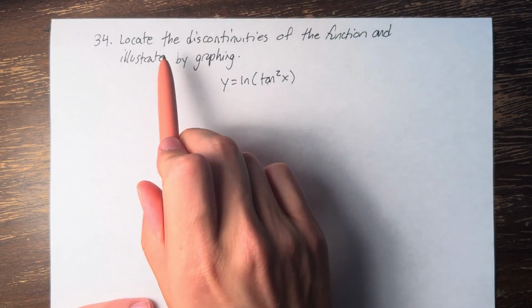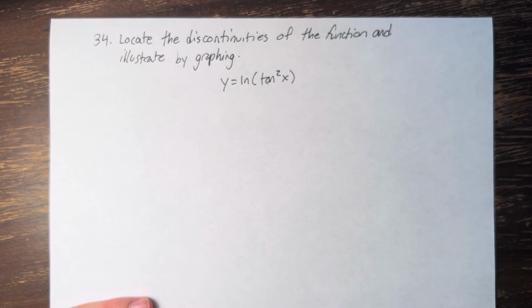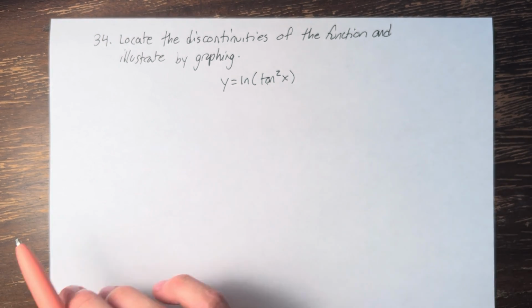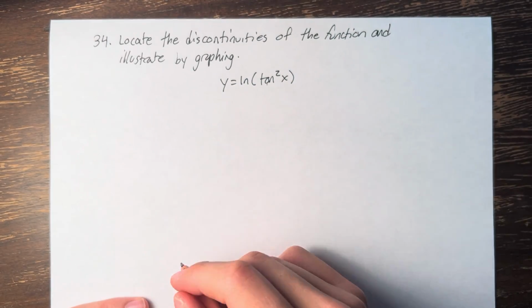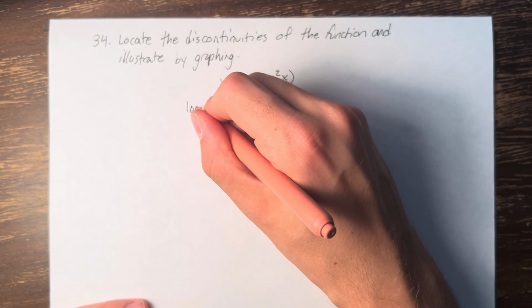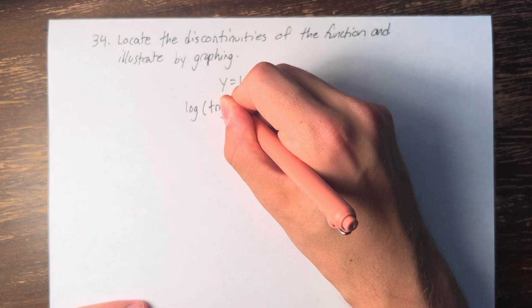In this problem, we're asked to locate the discontinuities of the function and illustrate by graphing. So we have y is equal to ln of tangent squared of x, and we can see that this is a logarithm taking on a trig function.